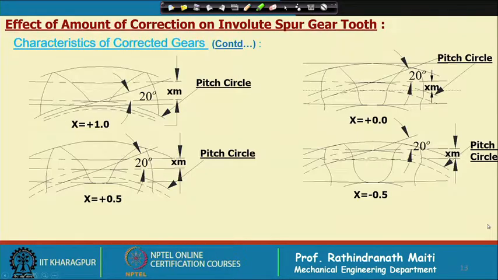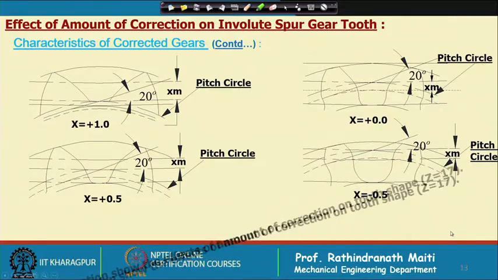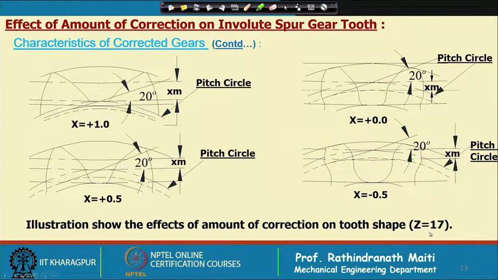So, that will remain the same. Now, let us observe what happens if the correction is given. So, the effect of amount of correction on involute spur gear teeth. We have taken a tooth number of 17, we have taken 17 teeth, and then we have provided different amounts of correction.